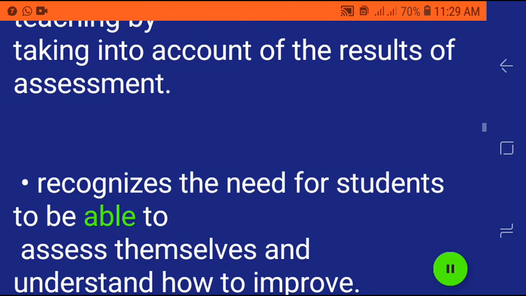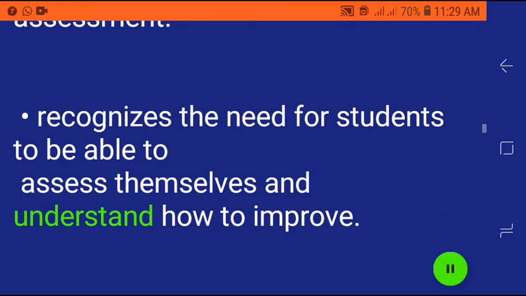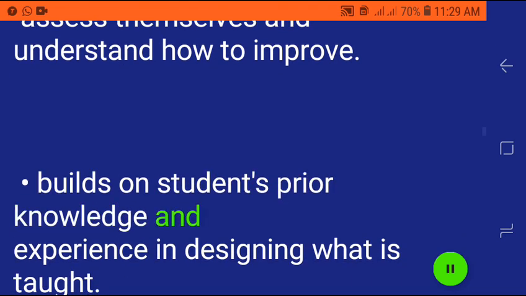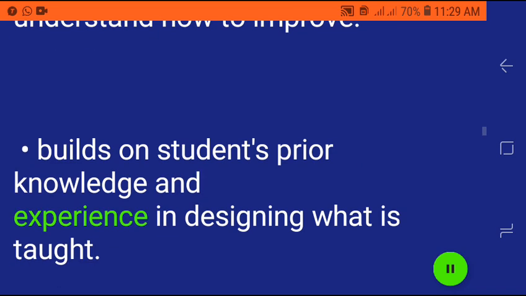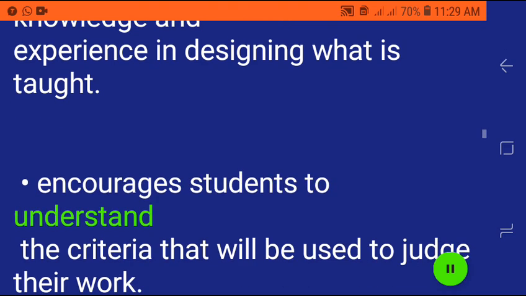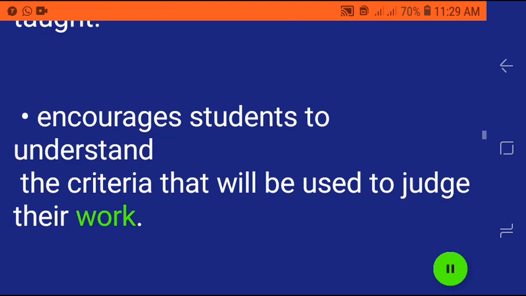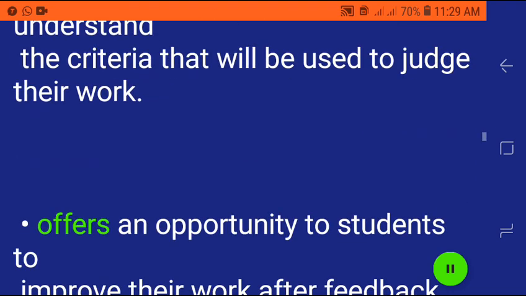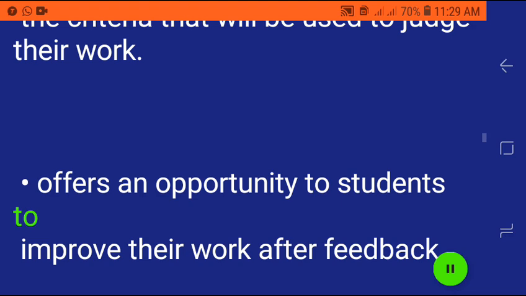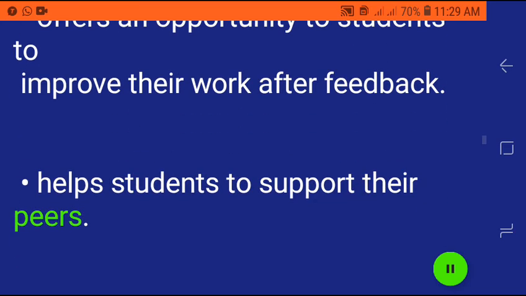Recognizes the need for students to be able to assess themselves and understand how to improve. Builds on students' prior knowledge and experience in designing what is taught. Encourages students to understand the criteria that will be used to judge their work. Offers an opportunity to students to improve their work after feedback. Helps students to support their peers.